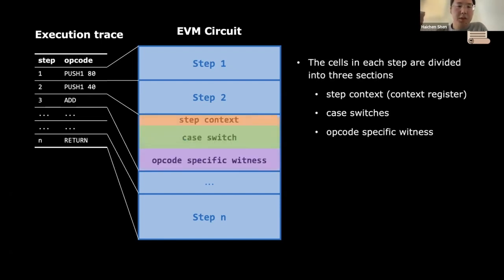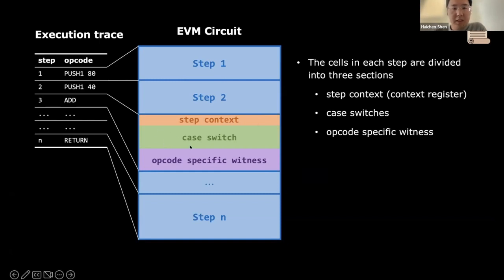Okay, so if you look into more details at each slot, what constitutes it has three sections inside each step slot. The first section is the step context, which you can think of as a context register. It's going to keep certain information, for example stack pointers and the program counter, so that you can know what opcode you're going to execute and what step we are at.